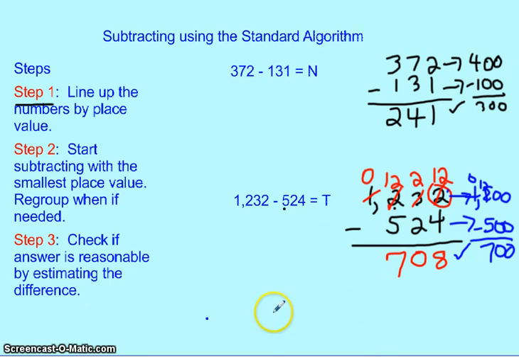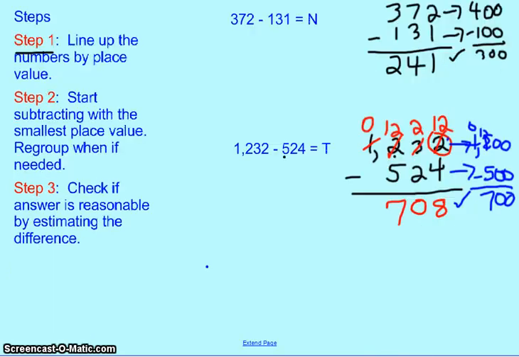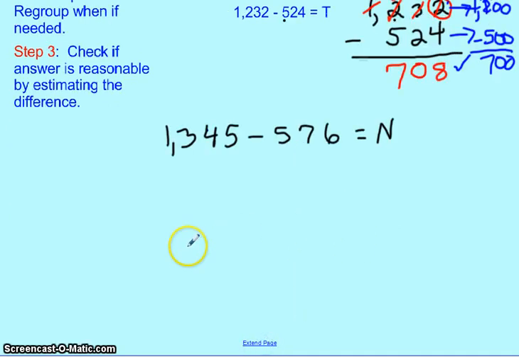So now, if you would, take the time, I told you to have your notebook and your pencil and paper, try the following problem. 1,345 minus 576 is equal to what number? Okay. Pause it, work it out, and then check your solution, which I'll have right below it here.